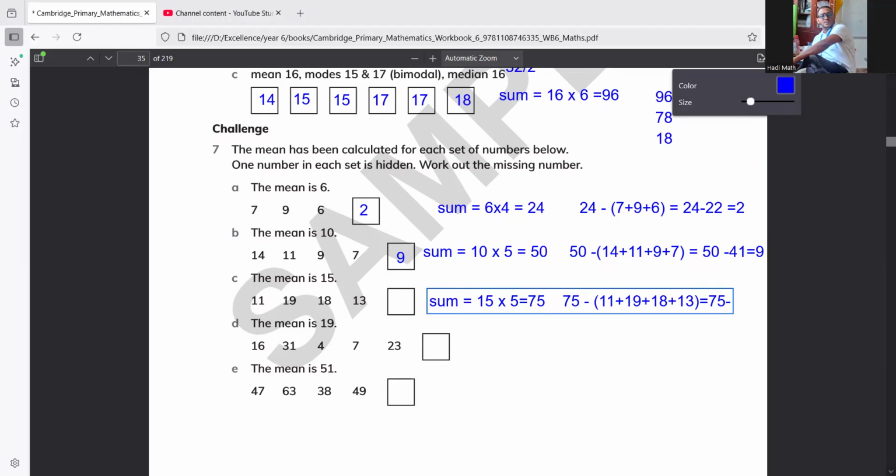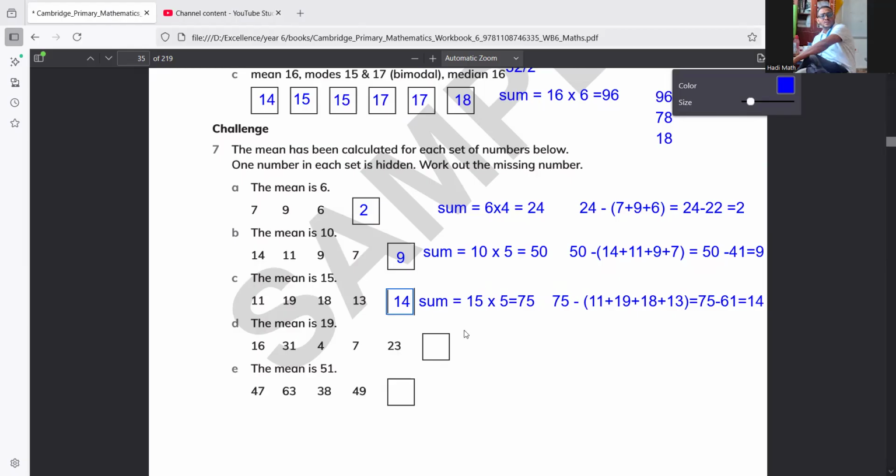11 and 19 give you 30. 30 and 18 give you 48. 48 and 13 give you 61. And 75 minus 61 is equal to 14. So your number here is 14. The missing number is 14.